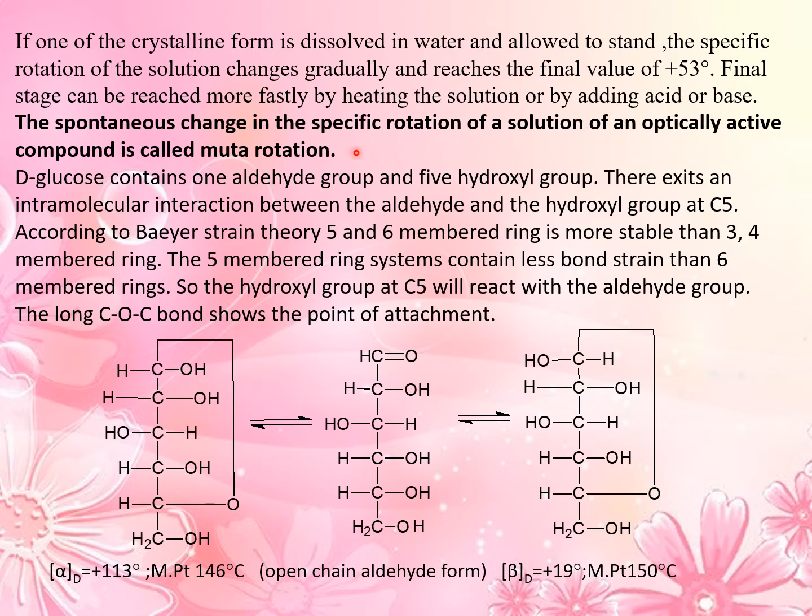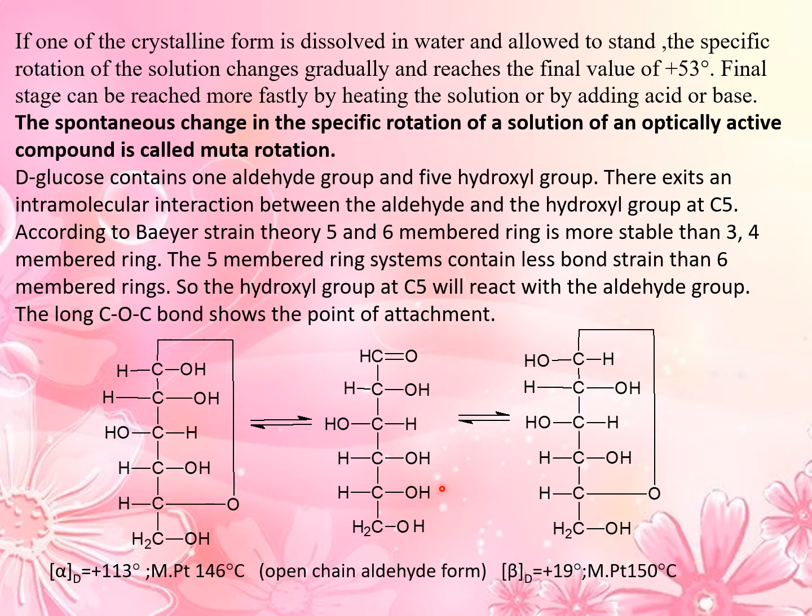Next, the definition of mutarotation. The spontaneous change in the specific rotation of a solution of an optically active compound is called mutarotation. This is the open chain form of D-glucose. It contains 4 asymmetric carbons: C2, C3, C4 and C5. D-glucose contains 1 aldehyde group and 5 hydroxyl groups.